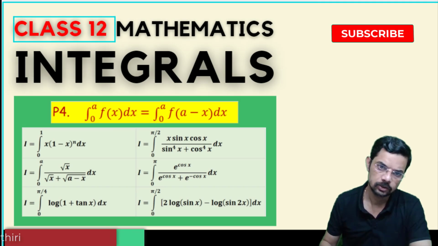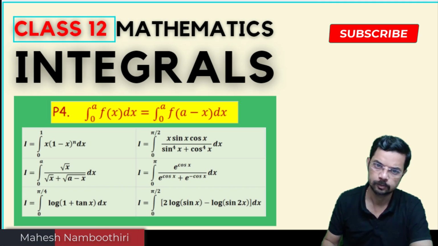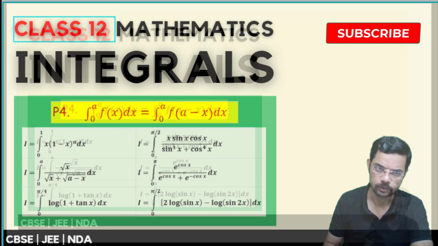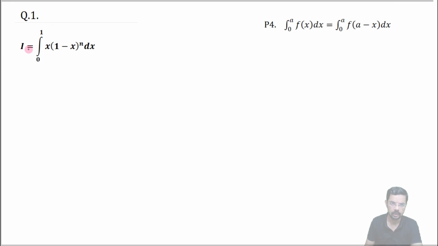Hi students, let us look at these problems based on this property for definite integrals. Let us look at the first question. The first question is I equal to the integral from 0 to 1 of x into (1 minus x) raised to n dx.